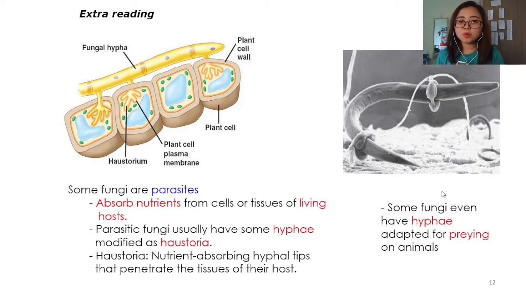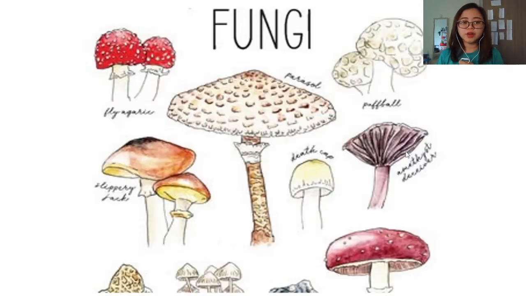They are also predatory fungi. Some fungi will eat small organisms like small animals. So, those will have hyphae that are adapted for preying on animals. They can catch them, as shown in this electron microscope picture. Okay, all right, so that is it for the unique characteristics of fungi.